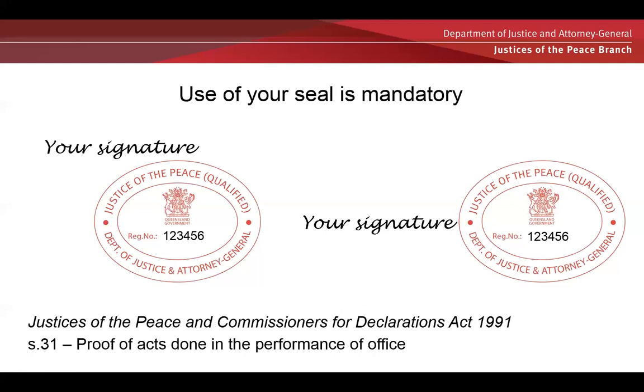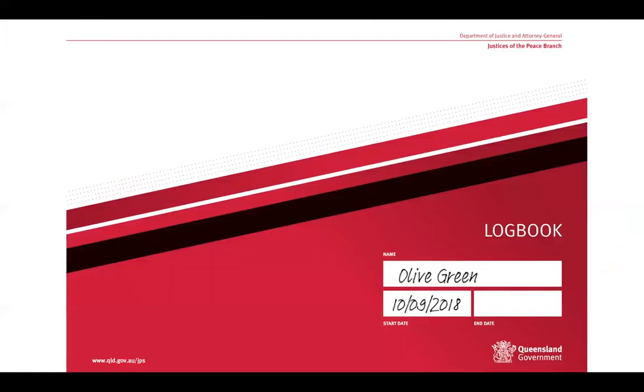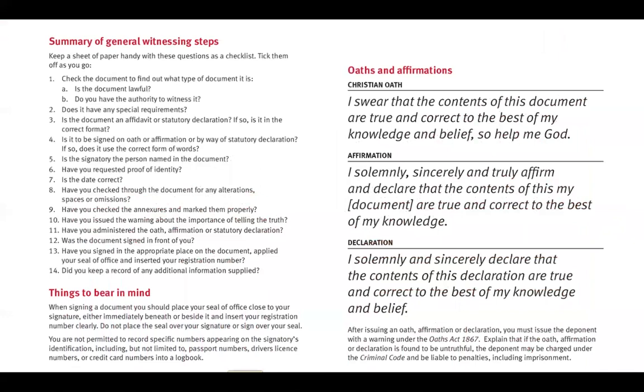Finally, we're just going to touch on record keeping. As I mentioned, the application is yours to keep if you issue the production notice application. If you don't issue that notice, then you need to return it to the applicant officer and make a note in your logbook. So on screen now is our logbook that you can order from our JP online shop, or you can even download it for free. What I like about our logbook is that on the inside it has a summary of the general witnessing steps, things to bear in mind, and then obviously your oaths and affirmations. So you've always got that handy.